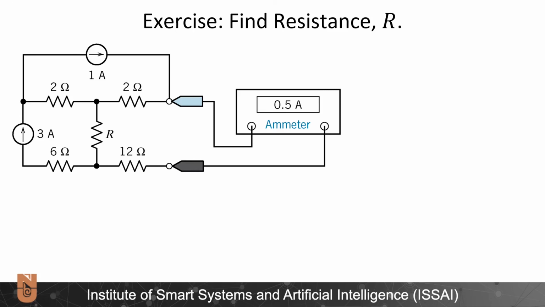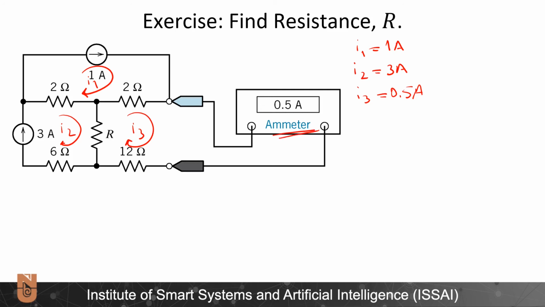We need to find the resistance R. So we need to first do the circuit analysis. What would make sense, to do node voltage analysis or mesh current analysis? It would be much easier to do the mesh current analysis because we are given all the mesh currents, so it is trivial. Let's define our mesh currents I1, I2, and I3. Here, simply, I1 will be equal to 1 ampere, I2 will be equal to 3 amperes, and I3 will be equal to 0.5 amperes because it is being measured by the ammeter.